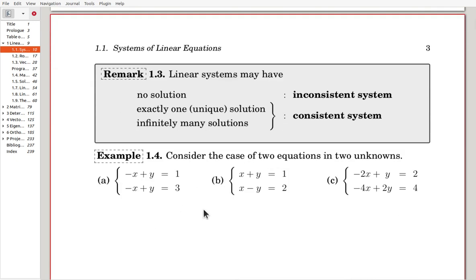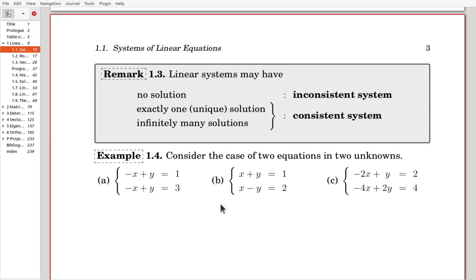Linear systems may have no solution, exactly one solution, or infinitely many solutions. For the case of exactly one solution, we say the solution is unique. Once the system has no solution, then we say the system is inconsistent. If either one or infinitely many solutions exist, then we say the system is consistent.